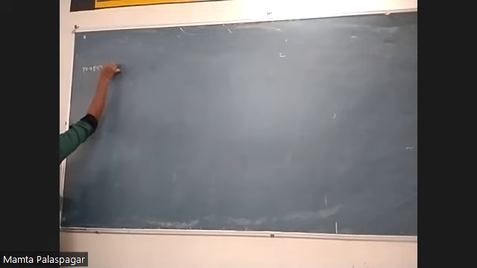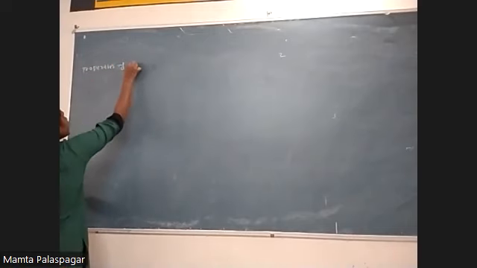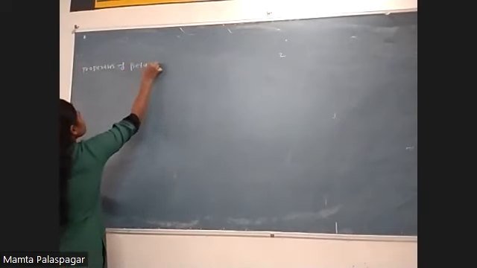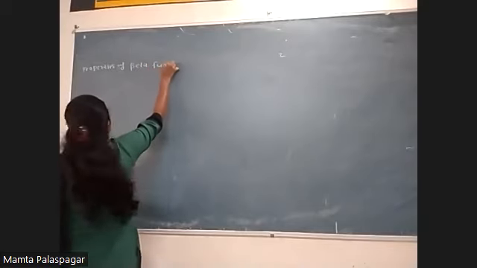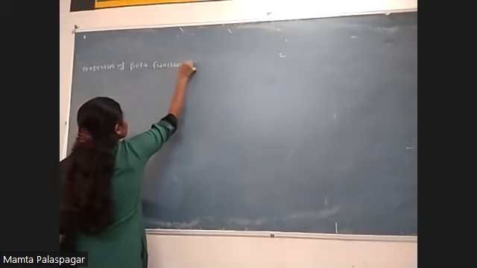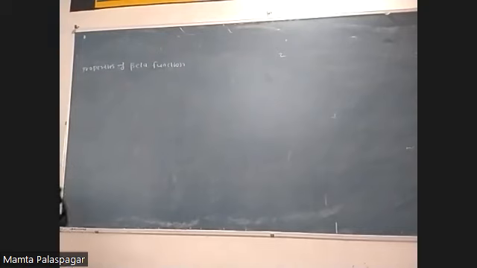Now, properties of the beta function. First property, which is also called the symmetry property.